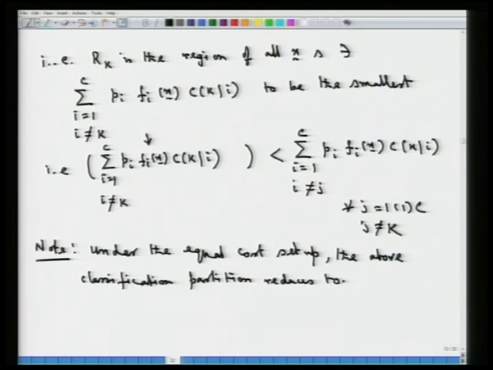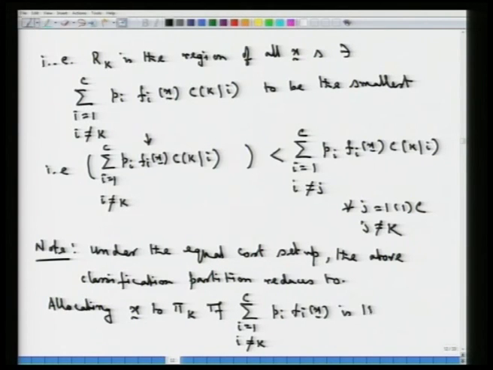So, if we have got equal cost setup, this partition here is going to be reduced to allocating x to pi k if we have the summation i equal to 1 to c, i not equal to k, of pi f_i(x) is the smallest among all such c summations for which we will be having this i not equal to that particular chosen index there.